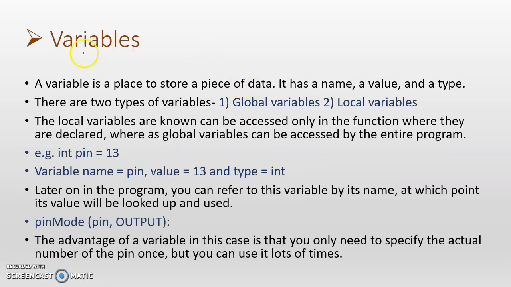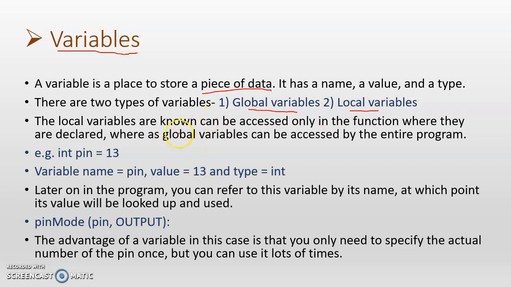So let us talk about variables first. So what are variables? A variable is a place to store a piece of data. It has a name, a value, and a type. There are two types of variables, global variables and local variables.